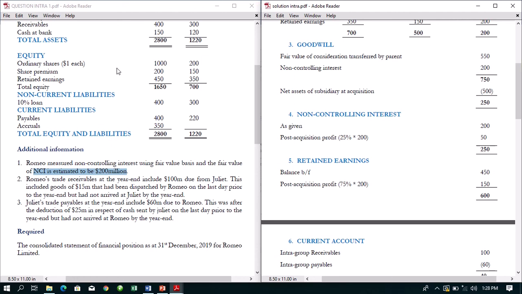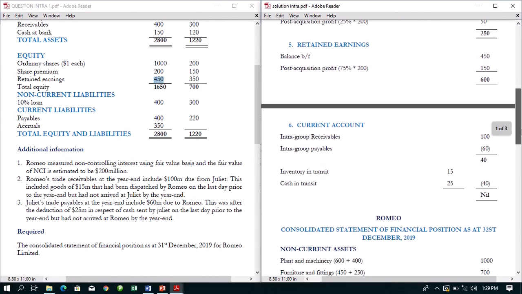Coming to the equity aspect, what is the retained earnings of the parent company? As given to us, the retained earnings of the parent company is 450, and as such, coming here we have 450. After that we have post-acquisition profit, which is 75% times 200, because the parent owns 75% of this business, which gives me a total of 150. And at the end of the year, our consolidated retained earnings is going to be 600.